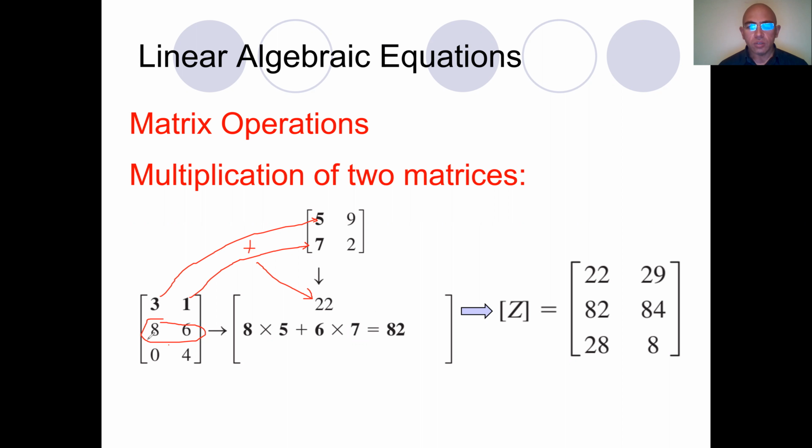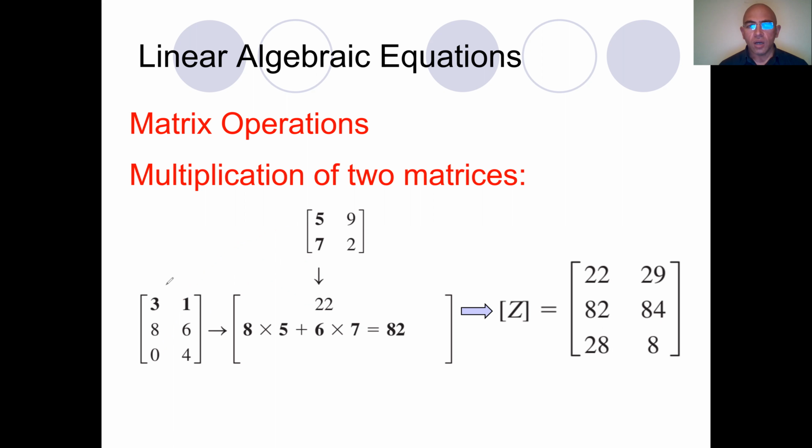For example, let's calculate the third one. 0, 4 and 5, 7. 0 multiplied by 5, let me clear this. 0 multiplied by 5 is 0. 4 multiplied by 7 is 28. And if we sum them up, the value is 28. Now, let's proceed further.